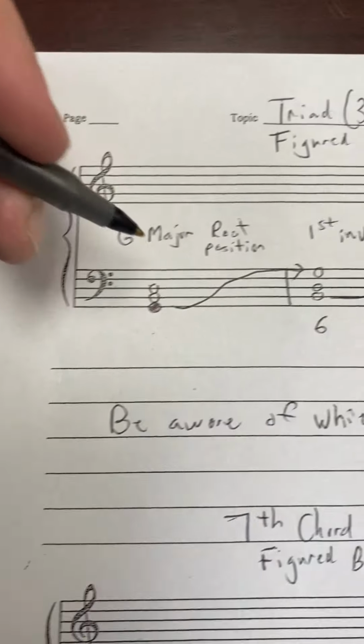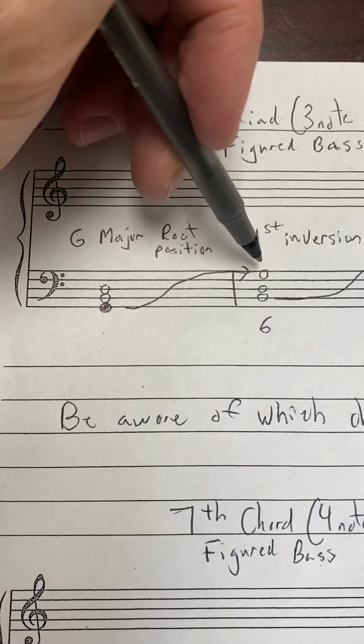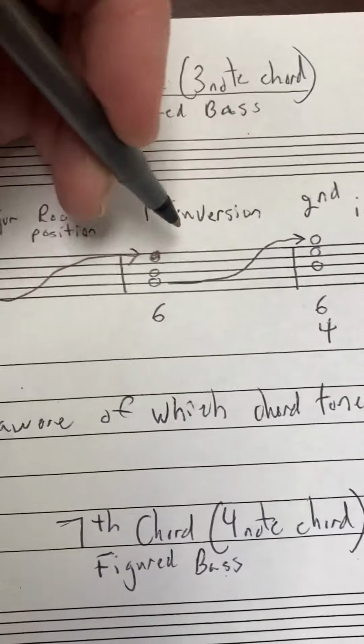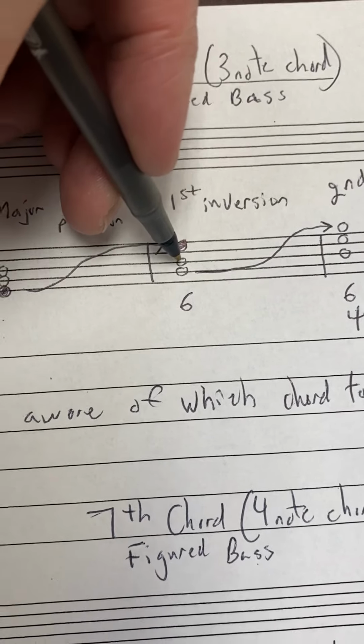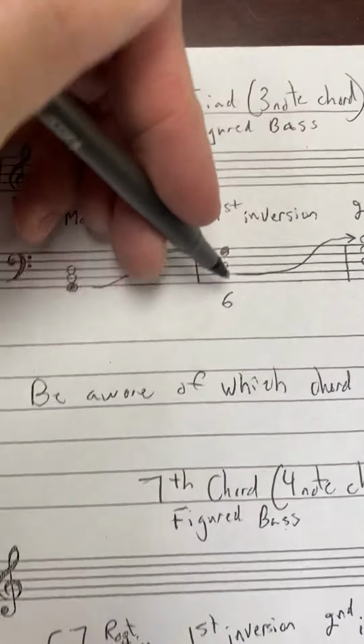Root, third, fifth. First inversion, look what happened. The octave went up, the root went up an octave. That's still the root. Notice how the root is above the bigger space. The fifth is here, the root's all the way up there. The third is in the bass. And you see the number 6 here.